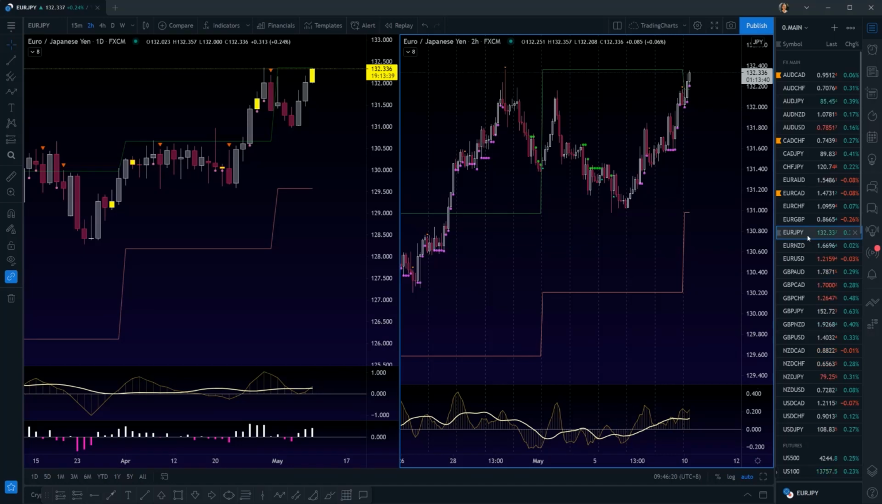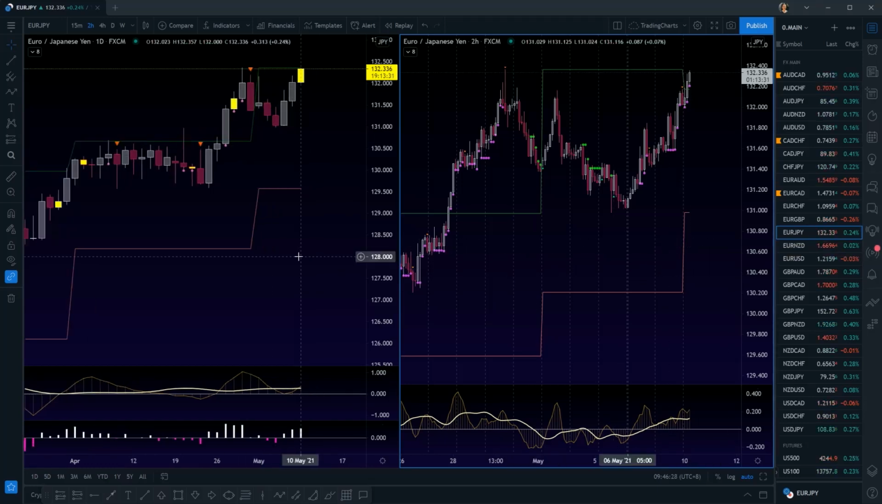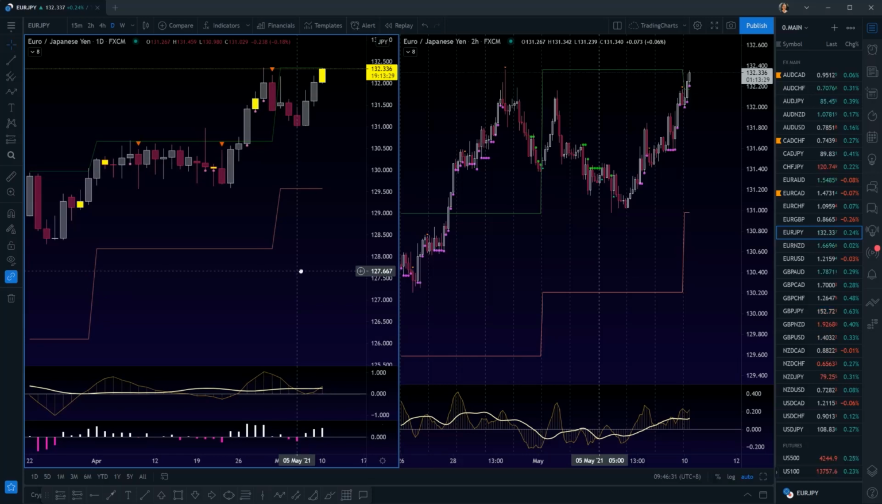The thing to note is, don't get caught up on one particular pair, one particular asset. I think you just take a mental note and you move on, and you try and see if there are more obvious setups.